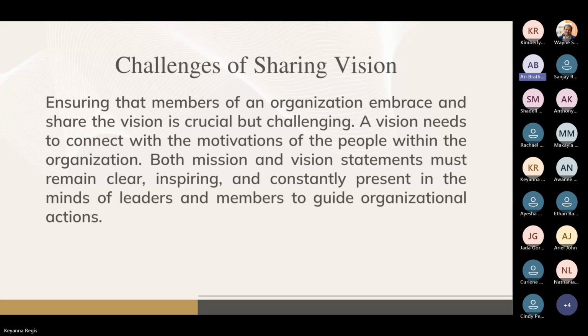Challenges of sharing vision. Ensuring that members of an organization embrace and share the vision is crucial but challenging. A vision needs to connect with the motivations of the people within the organization. Both mission and vision statements must remain clear, inspiring, and constantly present in the minds of leaders and members to guide organizational actions.